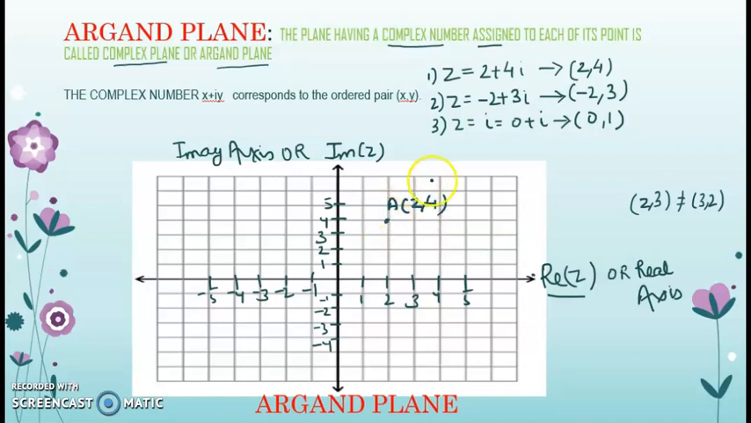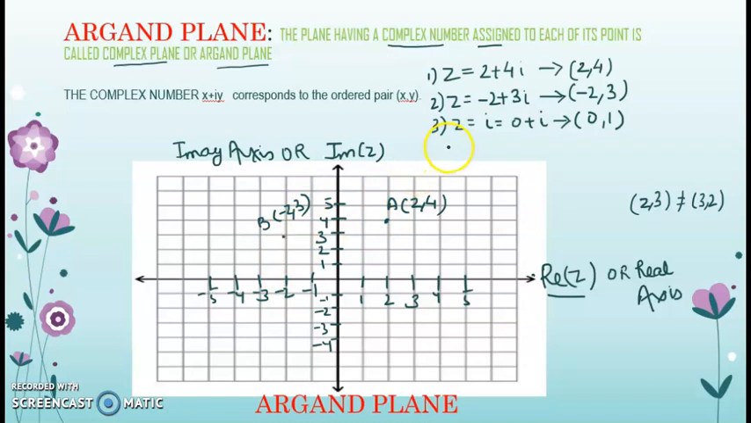Are you following, students? Now second is z is equal to minus 2 plus 3i. So this is minus 2 comma 3. Where is minus 2? Minus 2 is here, okay, on your real axis. And where is 3 on the imaginary axis? Here, minus 2 and 3. Okay, so this is your b. I will just write this minus 2 comma 3. So this will be your b, which is this dot. Okay, are you following, students? This dot, minus 2 comma 3.